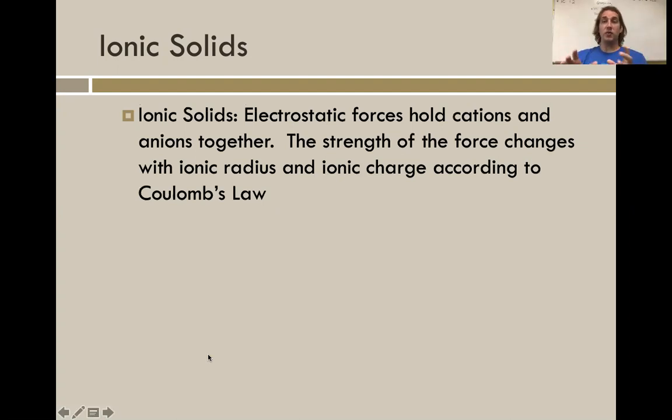As a reminder, when we say an ionic solid, this is an electrostatic force that holds our cations and our anions together. The strength of this force changes with the radius and the charge. We talked about this quite a bit in college chem. There's two factors when we talk about ionic strength: the size of the ion and the charge of the ion. I'm going to show Coulomb's law for just a second, but hopefully it brings to light why we see this trend that we do.